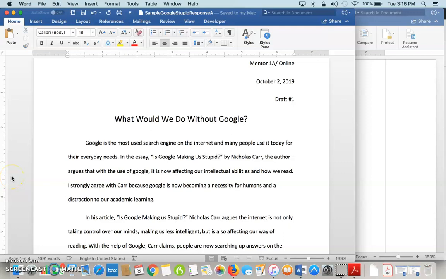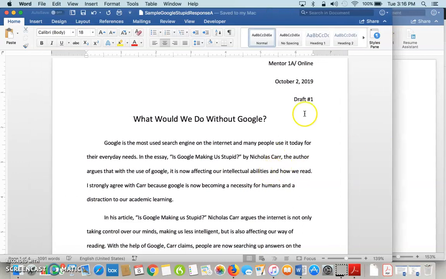Okay, everyone, here is a sample paper from our class. What I'm going to do is go over it the way I would go over it in my office, and hopefully that will help you see what I'm looking for. So here we have a paper. I think it's a pretty good draft. Draft 1, you'll see the draft, etc.